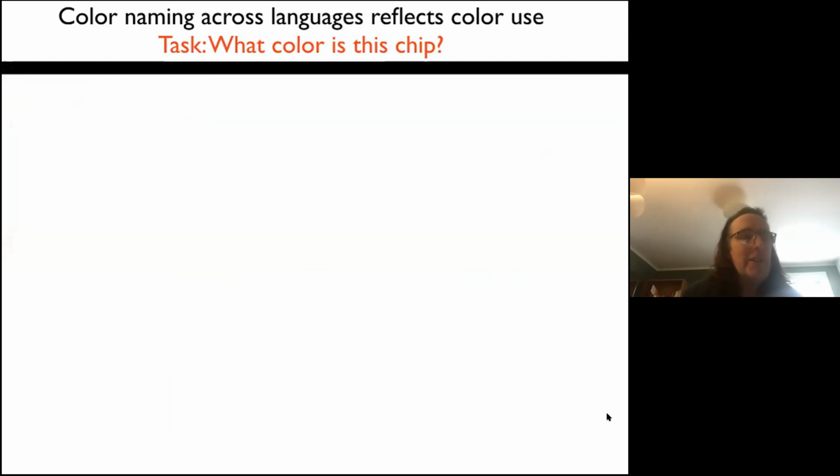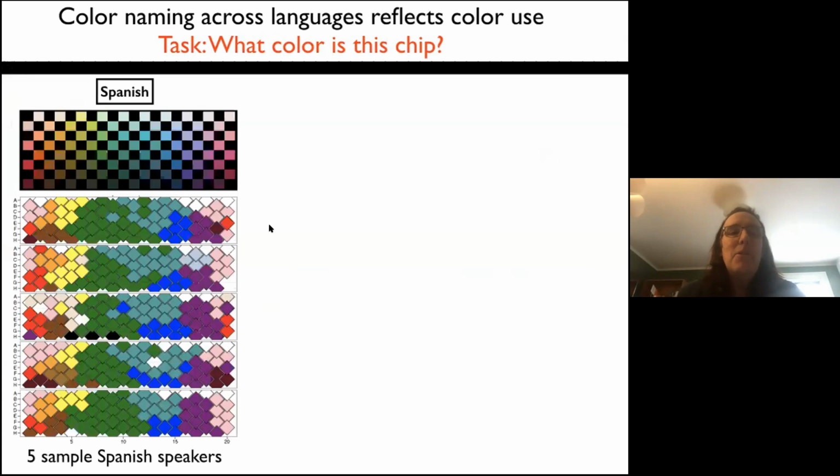And we give people all of these chips in a random order. This is Bolivian Spanish. This is what people do in Bolivian Spanish. Here's five random Spanish speakers. And they do kind of what you might expect, which is there's some variability, but they all do kind of the same thing.